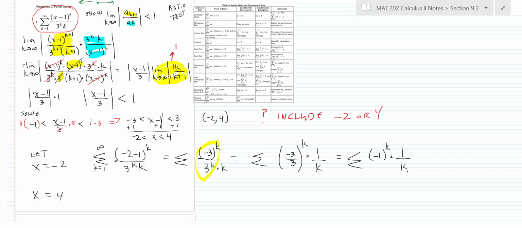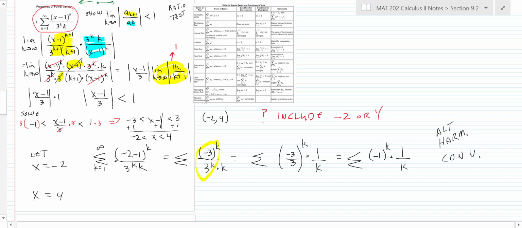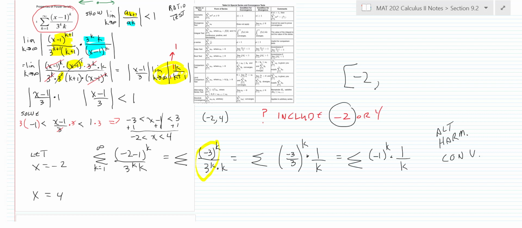So you've got to learn to spot these things. You might want to make a note that that's an alternating harmonic series, so it converges. Now, what does that tell us then? That tells us that we include the negative 2. So we're now going to have a bracket on the negative 2. Does that make sense to everybody?